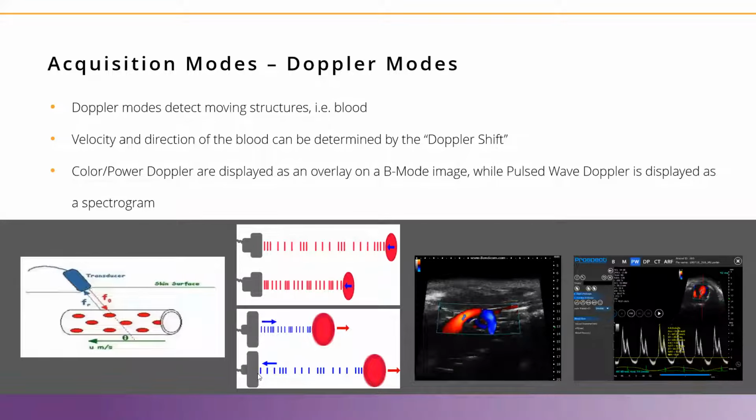When we're doing this, we need to consider the angle. And by angle, I mean the angle of the transducer or the sound wave being sent with respect to the blood flowing through the blood vessel. And so that's theta here.